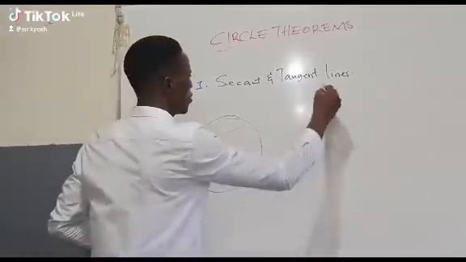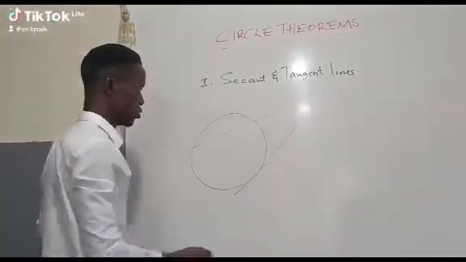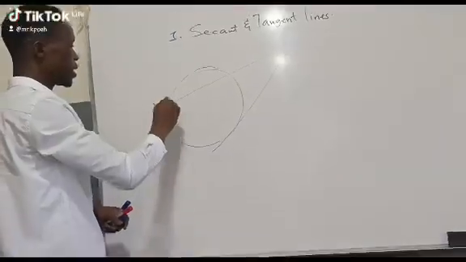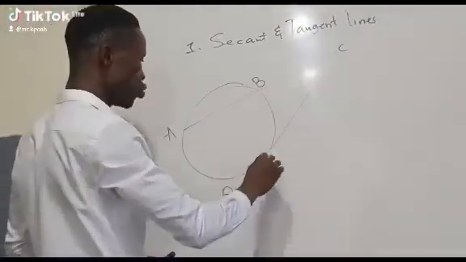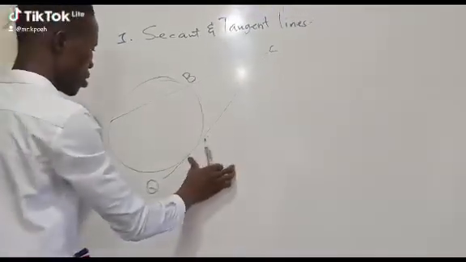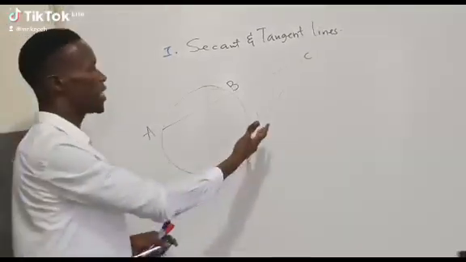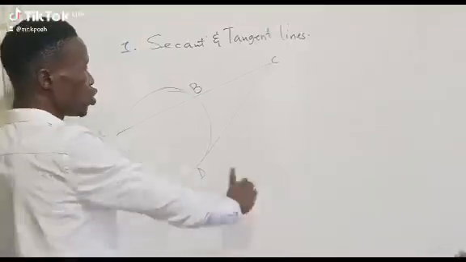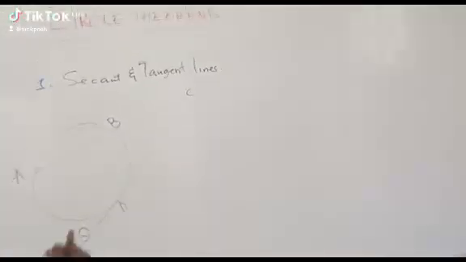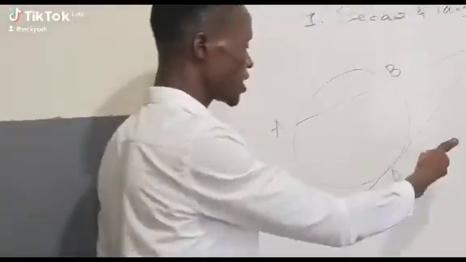We have this line, we have a line of this form. So let's say this is A, B, C, and this is maybe Q, D, right? Which one is the secant and which one is the tangent? From Q to C is the tangent, because a tangent is the line that touches the circle at one point. So this is the tangent.